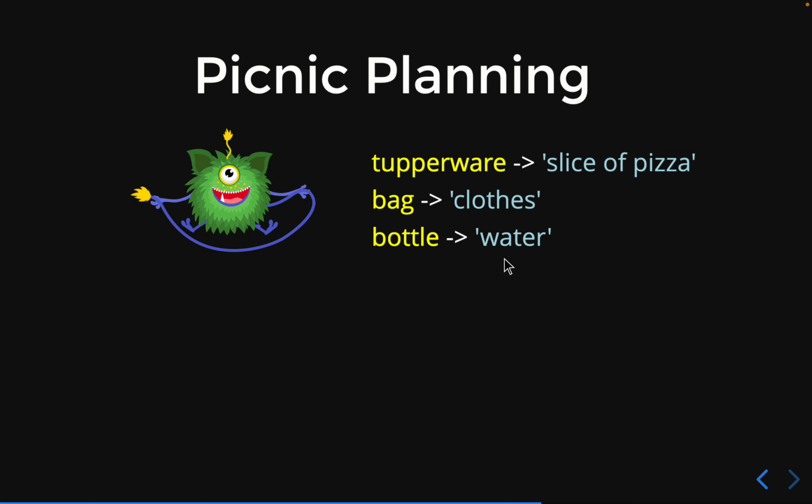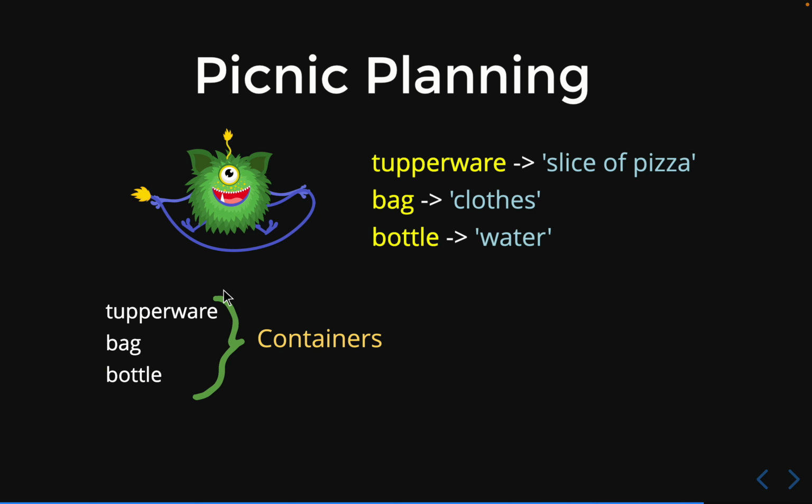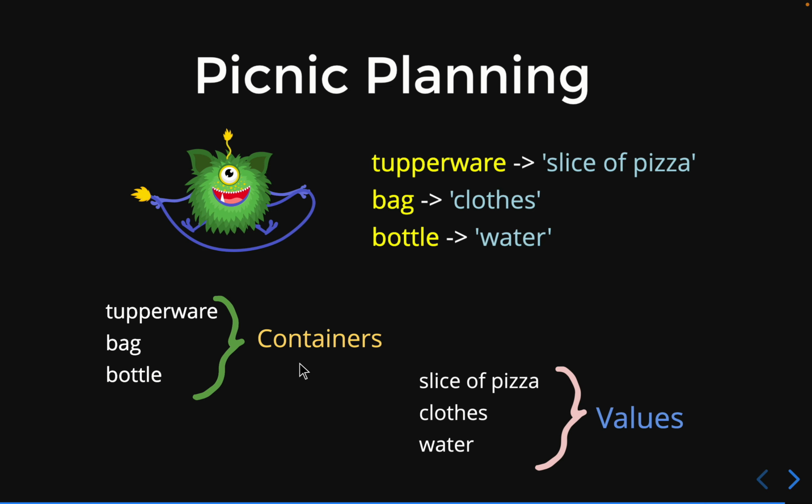Now let's try to visualize this concept a little more technically. So you can imagine your Tupperware, bag and bottles to be your containers. And what these containers are going to hold is this slice of pizza, clothes and water. So you can imagine all of these things to be values. So the containers are going to hold all of the values.